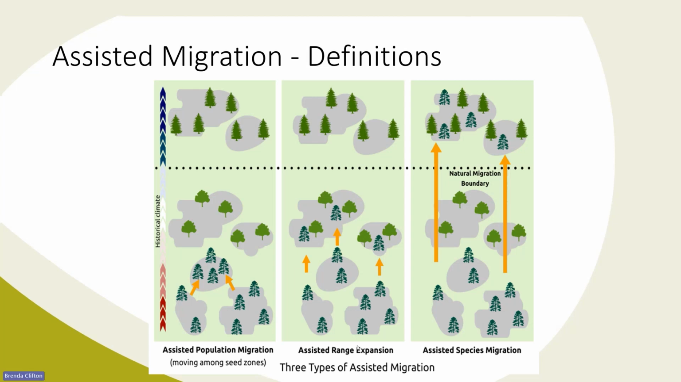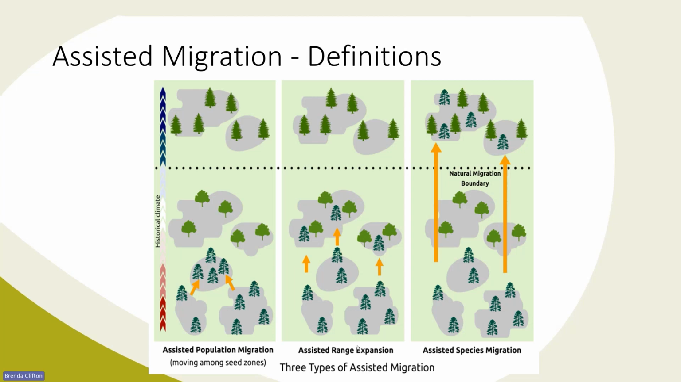There's also assisted range expansion, and that's when you're moving a tree just outside of its current range. So, for example, if you were going to plant Oregon ash, I'm in Northwest Washington. So if I put Oregon ash in a Northwest Washington planting, currently Oregon ash mostly occurs in Southwest Washington. And so I'm moving it just outside of its existing range.